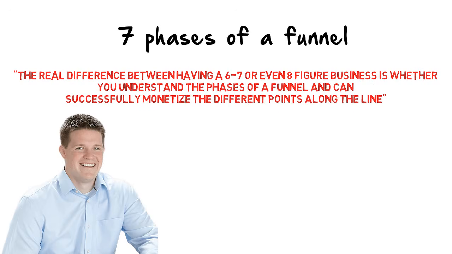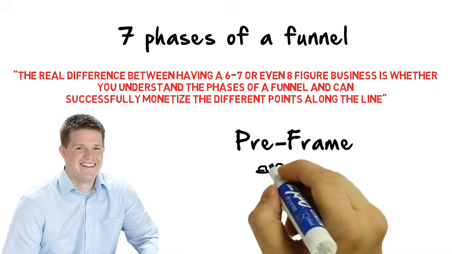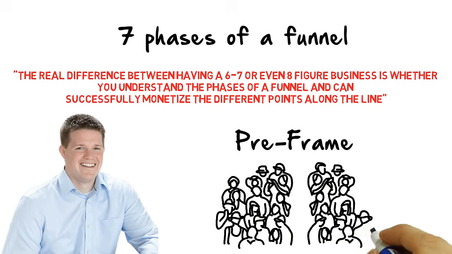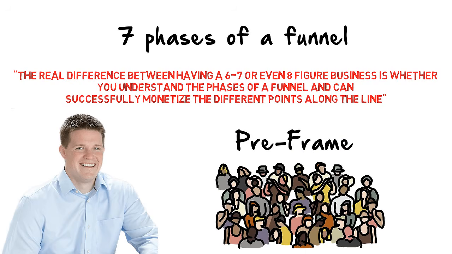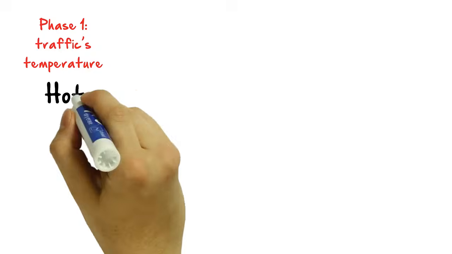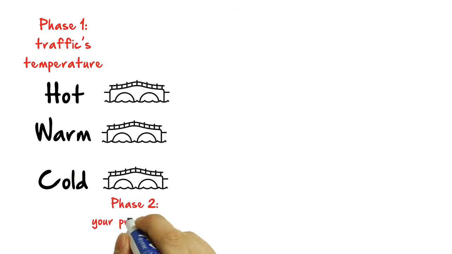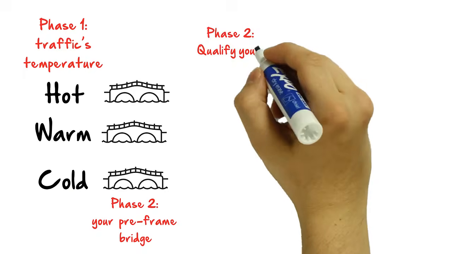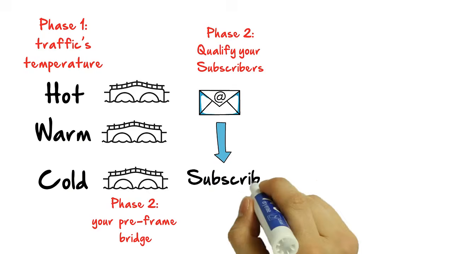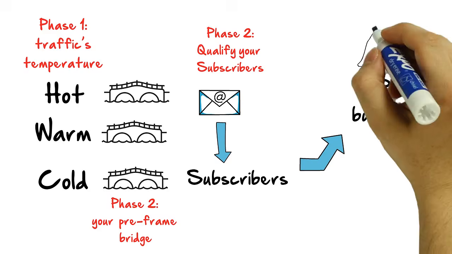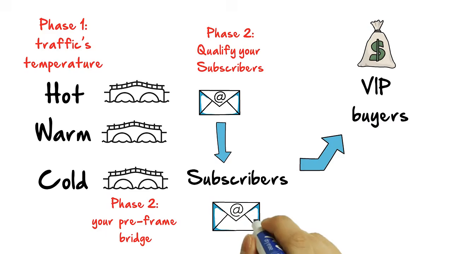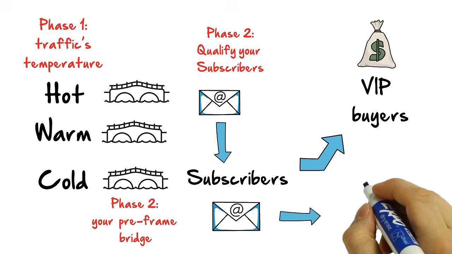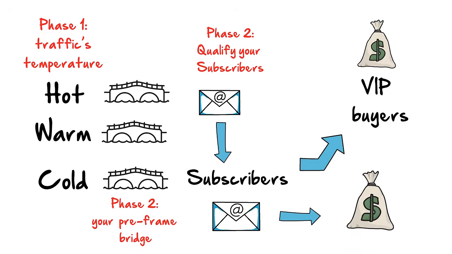One of my biggest takeaways in this section was the importance of setting up a pre-frame. To maximize your success, you need to properly set your visitor's state of mind prior to every step of your sales funnel. To do this, you will need to know your traffic's temperature so you can create the proper pre-frame bridge. Then you need to qualify your subscribers, buyers, and your VIP buyers, the big spenders. Understanding and implementing all these steps will help you get the most value possible from each subscriber while also delivering the maximum value.